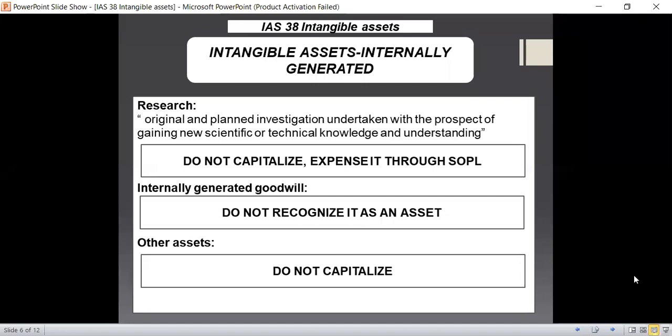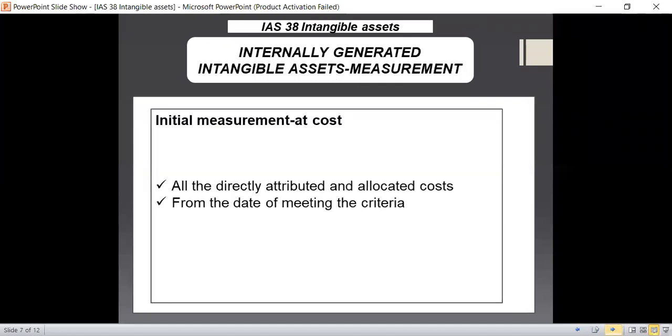Now, let us discuss the measurement of internally generated intangible assets. IAS 38 says that an intangible asset shall be measured initially at its cost, and this is the same as we did for IAS 16 property, plant and equipment. We measured our property, plant and equipment initially at its cost. And this will be the same in the case of investment properties as well, which is covered by IAS 40. So internally generated intangible assets must be initially measured at their cost.